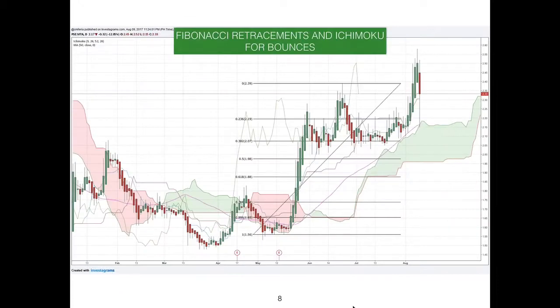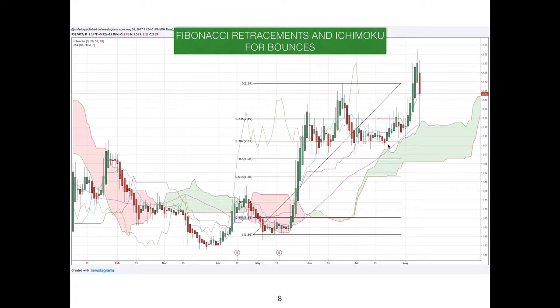Now we also talked about using Ichimoku and Fibonacci retracement for bounces. This is the chart for Vita. It had been consolidating above the bullish Fibonacci area at 38.2%. It made several bounces at that level, but it could not seem to break out. It even formed a bearish head and shoulders pattern, which we showed in some of our charts.